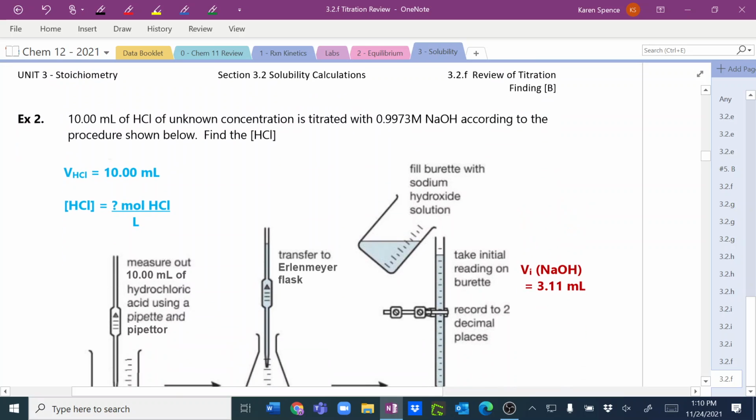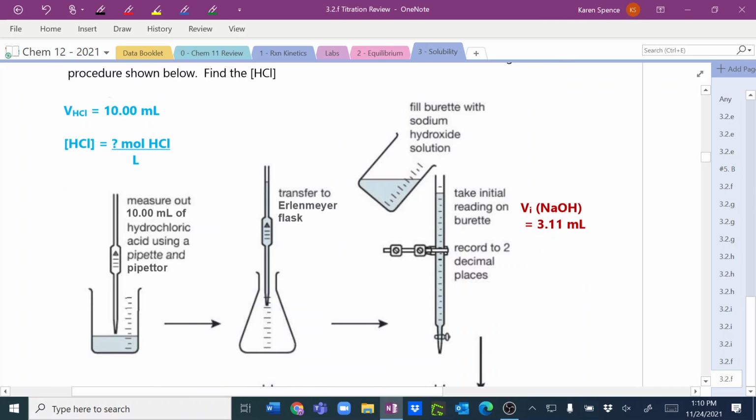Do you want to go through an example? I just took this from grade 11, but maybe we don't need this whole example. Maybe we don't. Yeah, okay, good. All right.